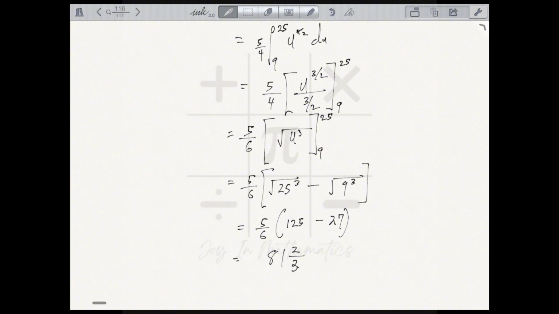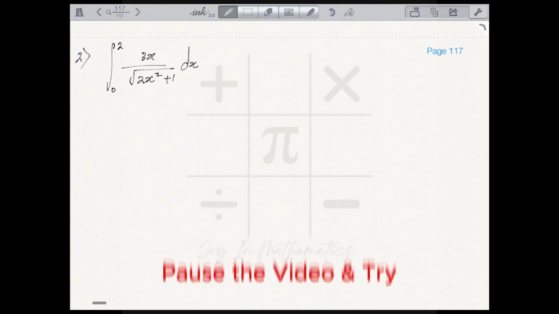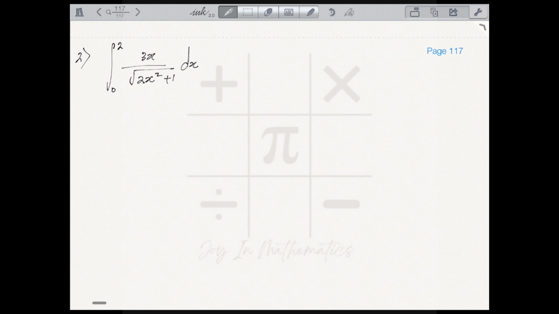Let's take another example for more clarification. Let's evaluate the integral from 0 to 2 of 3x divided by square root of 2x squared plus 1 with respect to x. Definitely in this case, our u is equal to 2x squared plus 1, and our du/dx is equal to 4x, and our dx is equal to du divided by 4x.